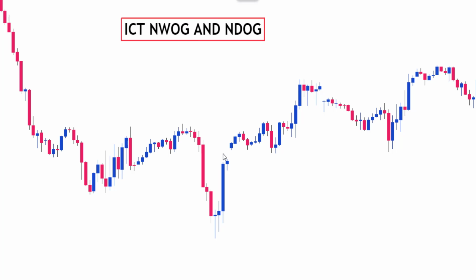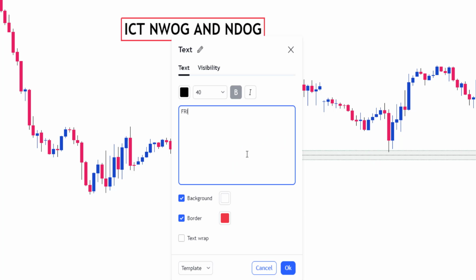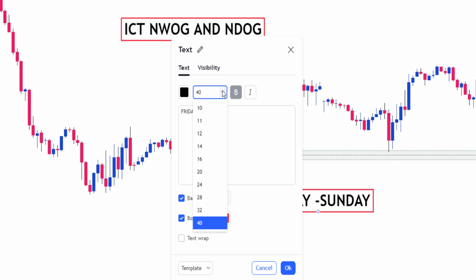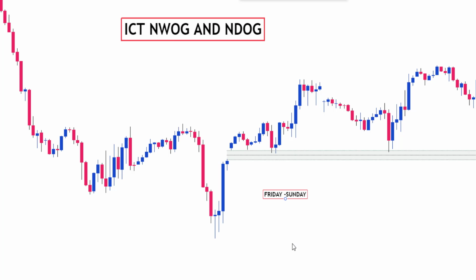So this is it. You can actually see this gap here. If you extend it, this is the gap. This is a new week opening gap, and it happens between Friday, the close of market, to Sunday. You're going to see it on your chart time and again. When the market opens on Sunday, it jumps, and then you're going to see it. It doesn't happen every week, but once in a while you're going to see it on your chart. This particular area, price will want to come back and fill it because that is an imbalance.